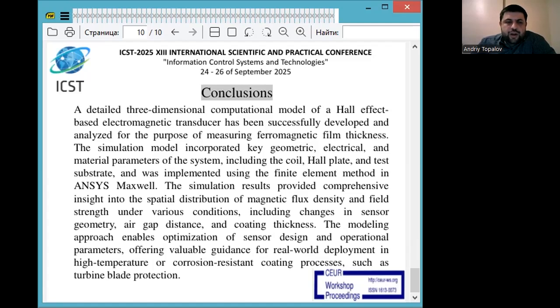The simulation results provided comprehensive insight into the spatial distribution of magnetic flux density and field strength under various conditions, including changes in sensor geometry, air gap distance, and coil turns.